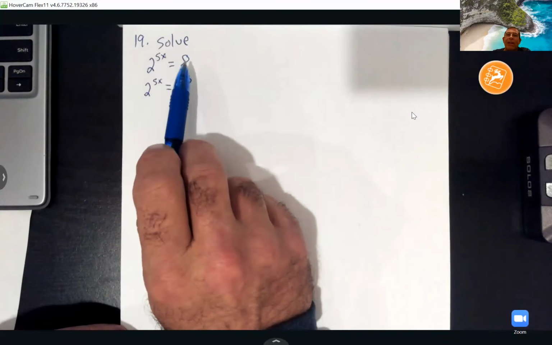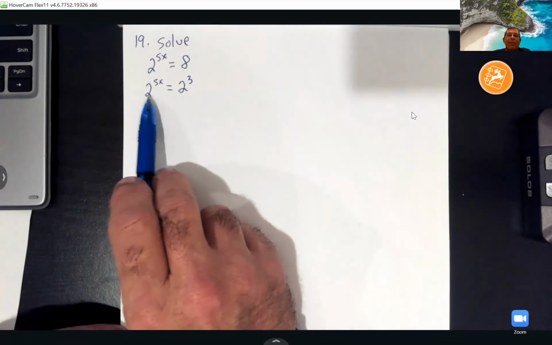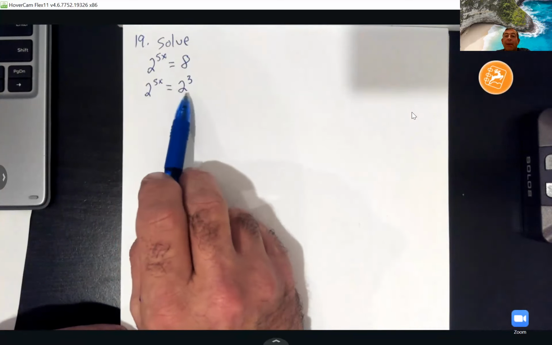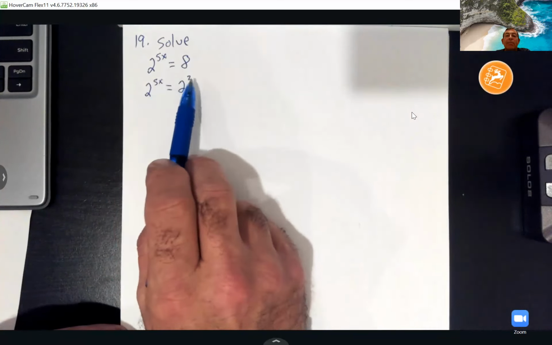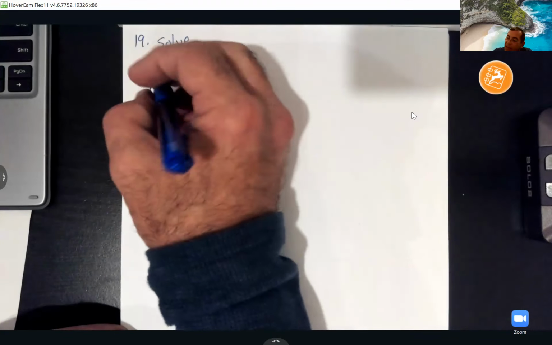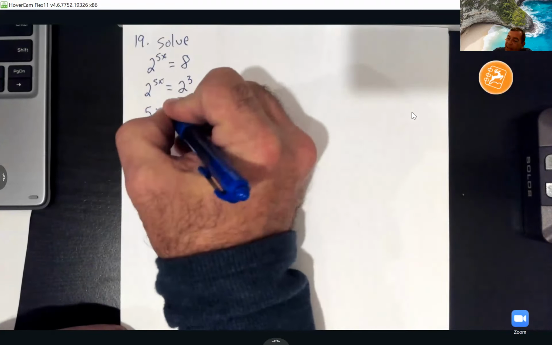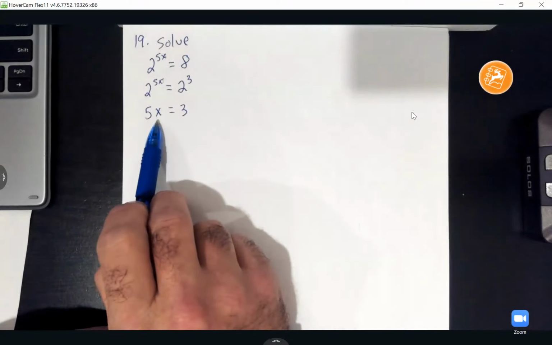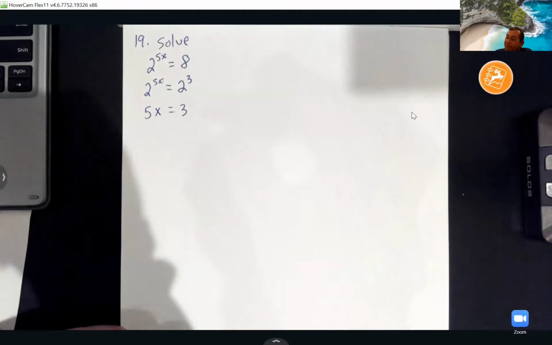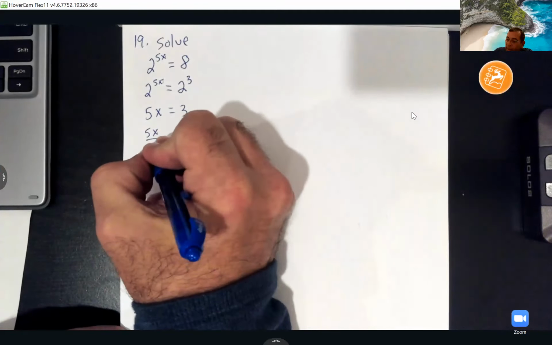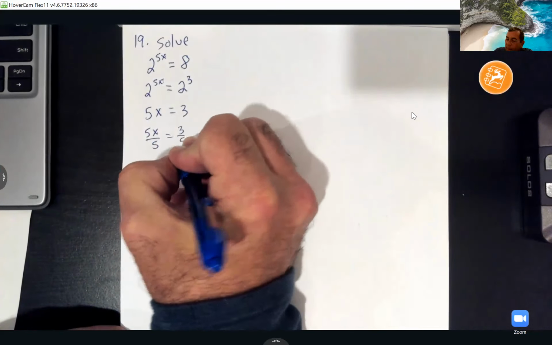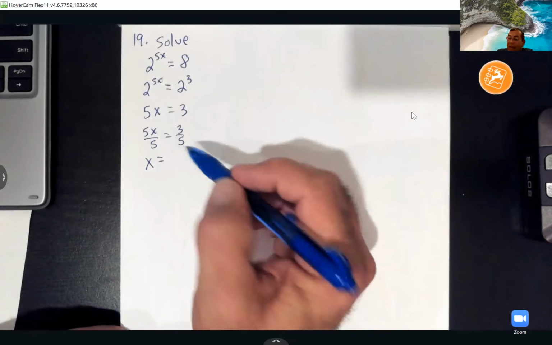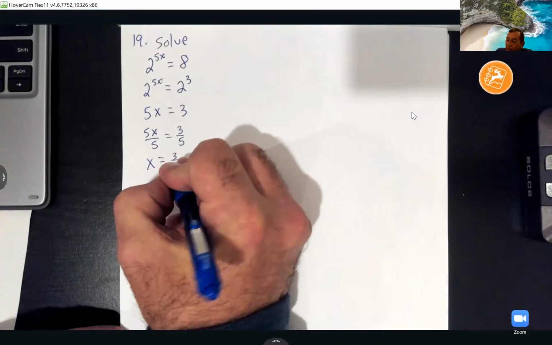So on 19, rewrite the right side using the same base. Because look here, these bases match up now. And anytime the bases match up, that means the exponents have to be equal. So that means this 5x has to equal that 3. And you ought to solve that for x now. I'm going to divide both sides by 5. So the 5s cancel, leaving my x. Can't do nothing to that, so that's going to stay a 3/5.